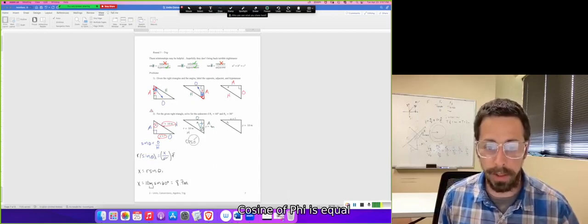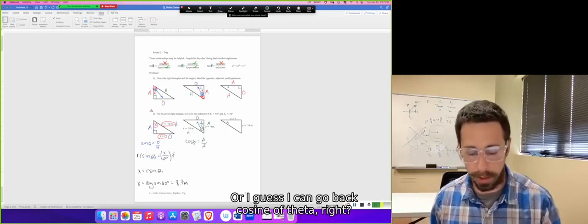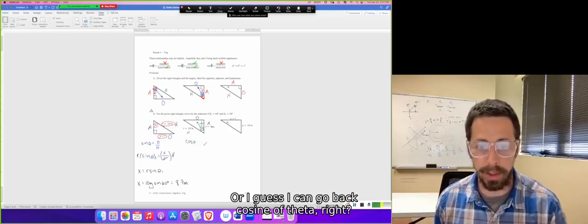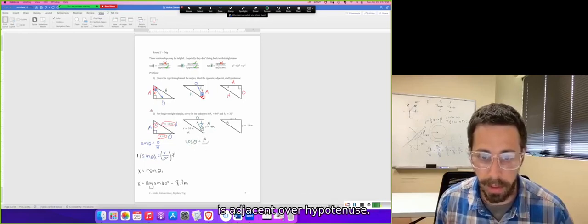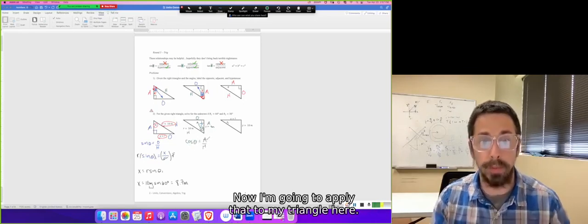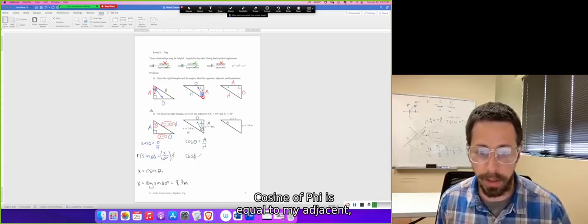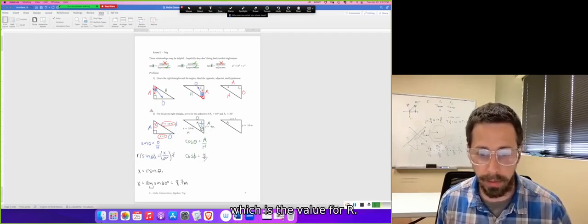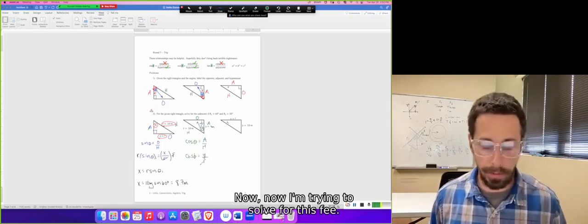Cosine of phi is equal to the adjacent over the hypotenuse, right? That's just the equation right there. Or I guess I can go back. Cosine of theta is adjacent over hypotenuse. I'm just copying what I have up above. Now I'm going to apply that to my triangle here. Cosine of phi is equal to my adjacent, which is the value for y, divided by my hypotenuse, which is the value for r.